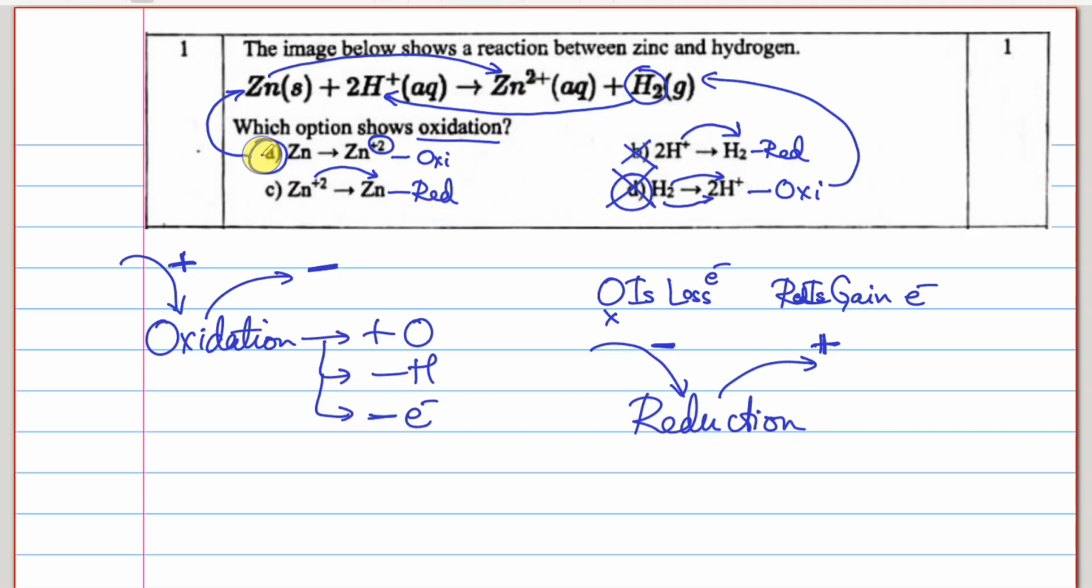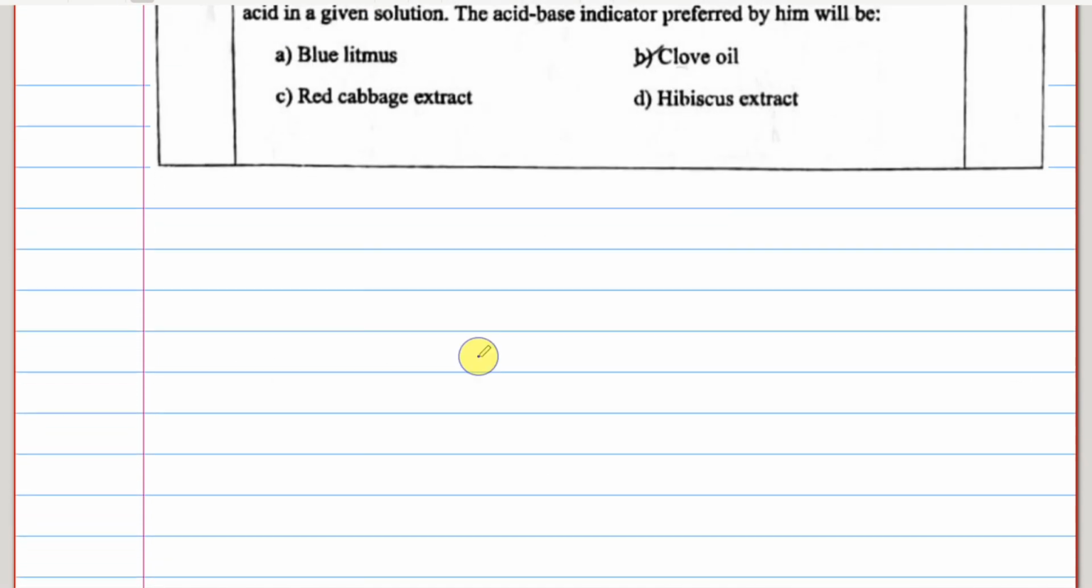So we are left out with just one change, Zn to Zn plus 2, which is both oxidation and this change is taking place in the given reaction. So our answer is option A. So first question, the answer would have been option A. Okay, moving on to the second question.